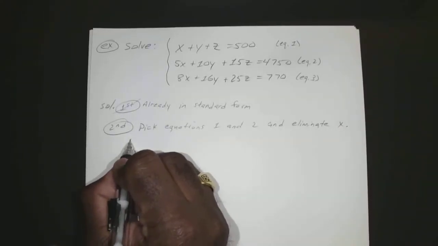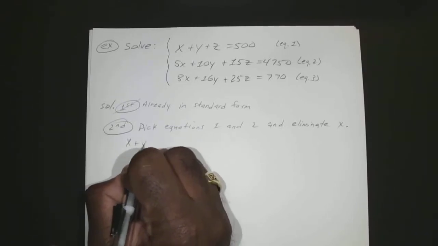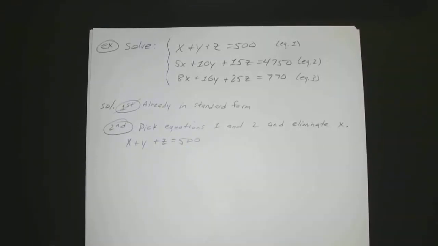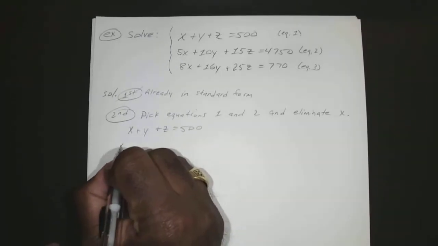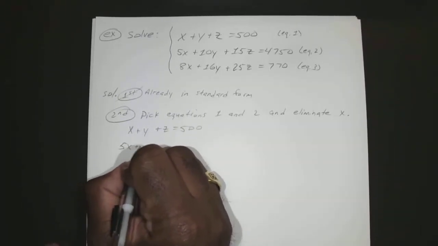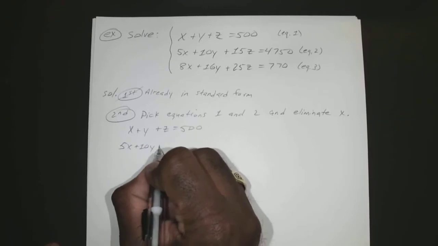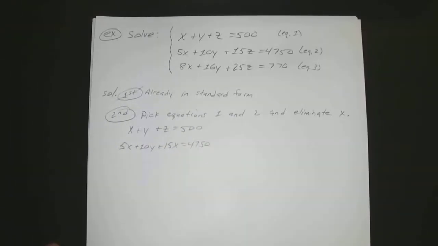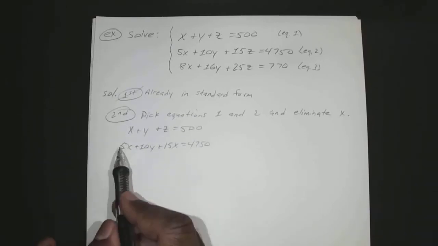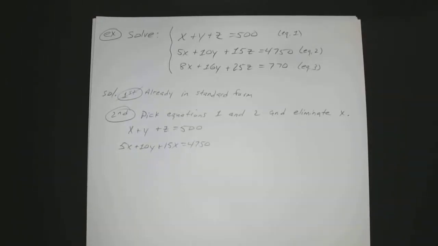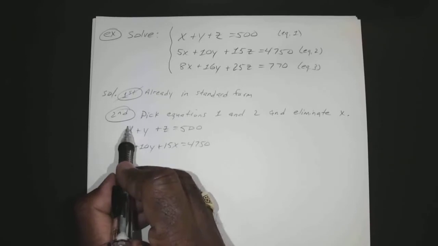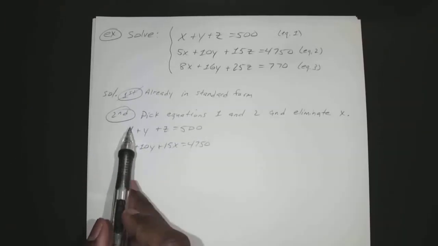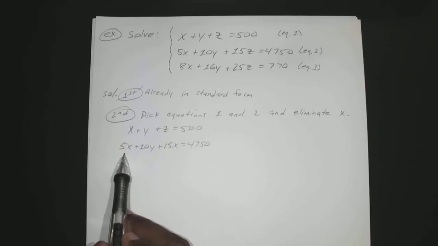Okay, so if we have x plus y plus z equals 500, and we also have 5x plus 10y plus 15z equals 4,750. If we add them together, the x wouldn't go anywhere. So we take every term here and multiply it by -5. So now we have -5x plus 5x.